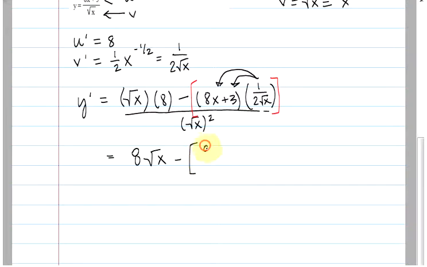So we have 8x over 2 square root of x. And then when we distribute the 1 over 2 square root of x to the 3, we get plus 3 over 2 square root of x. And then this is all divided by the square root of x squared, which is equal to simply x.